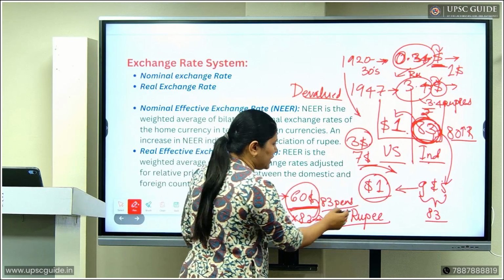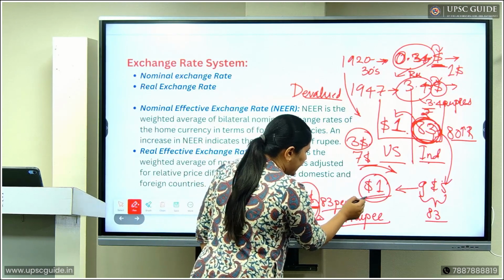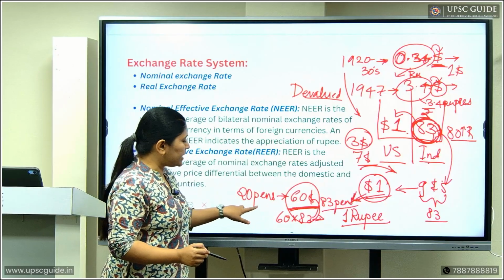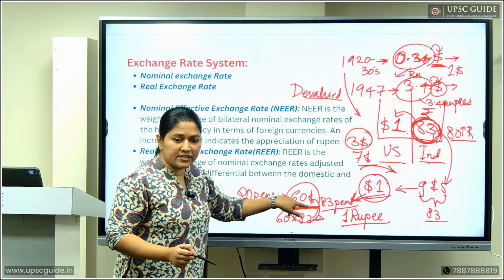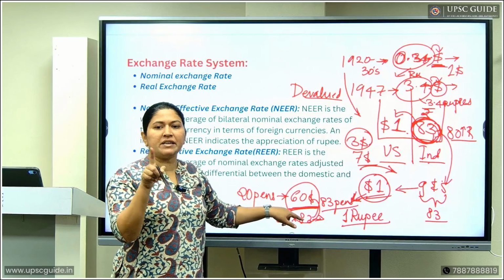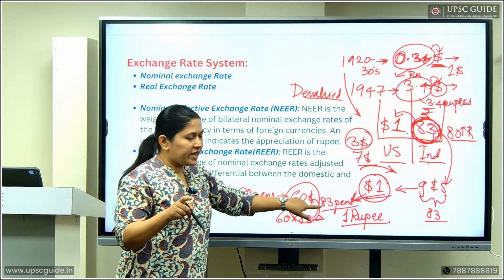We are giving 83 pens for $1. And how much are we taking? Just 20 pens, but for $60. So we are at a loss here. This is the disadvantage of the exchange rate.